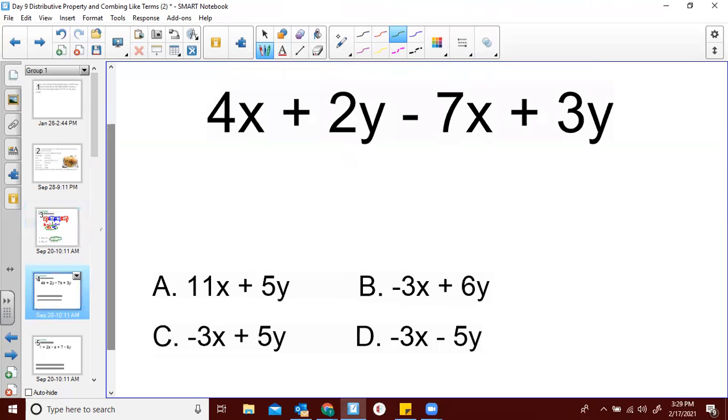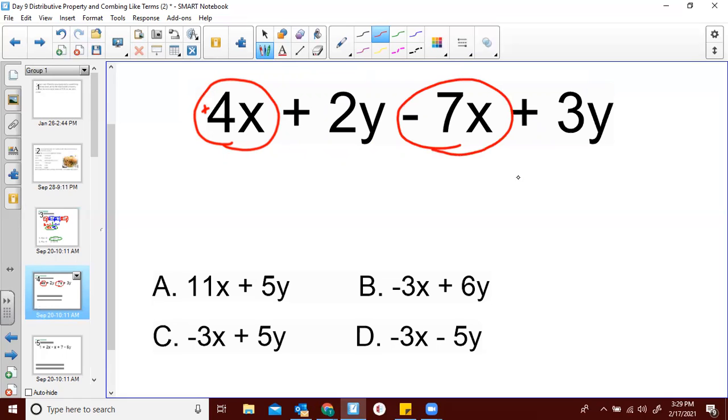All right, another one. Again, we're going to get our teams. Notice I have my 4x. We know this guy's positive because there's no negative in front of him. I go through, I got a plus 2y. No, it's not on my x team. I got a minus 7x. That's going to be on my x team. Plus 3y, not on my x team.